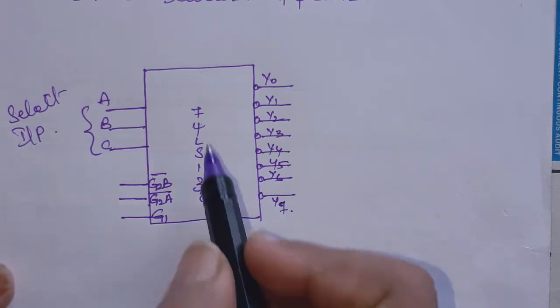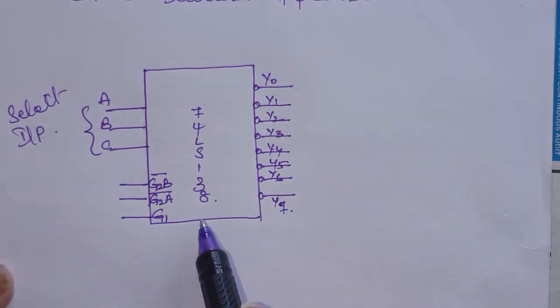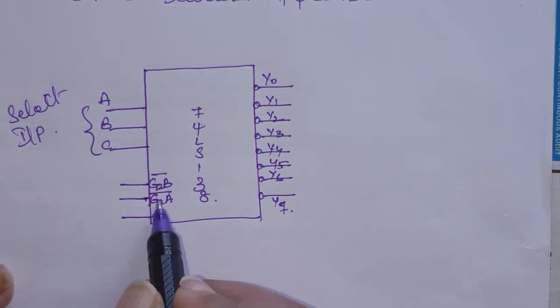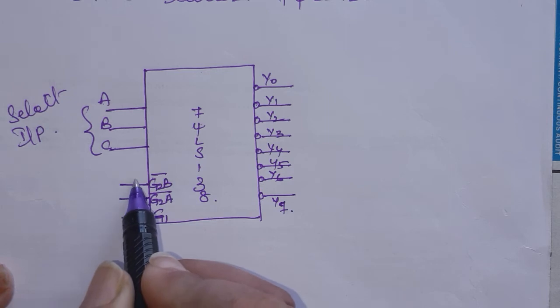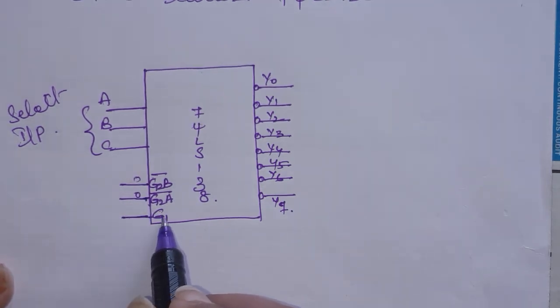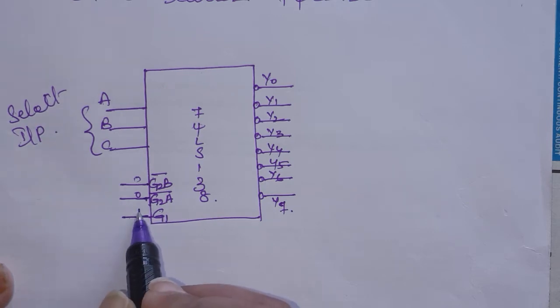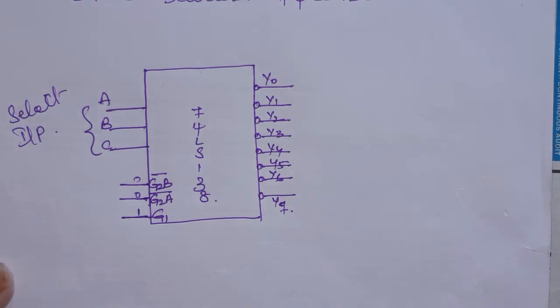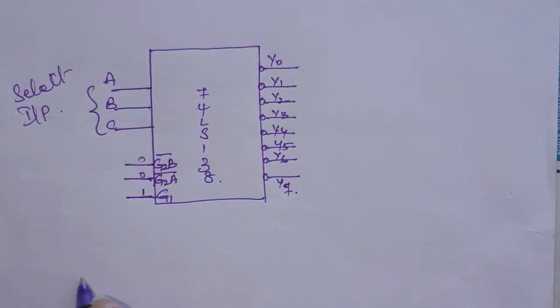To select this chip, these 2 pins must be low because these are active low signals. Always these 2 must be 0, and the signal at this particular G1, this is an active high signal, so here it must be 1. Once the chip is selected, the truth table for this decoder is like this.